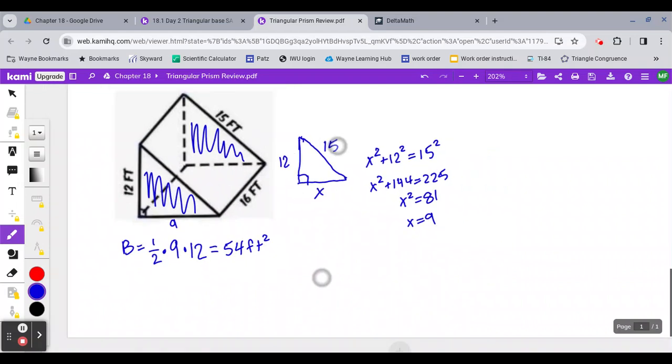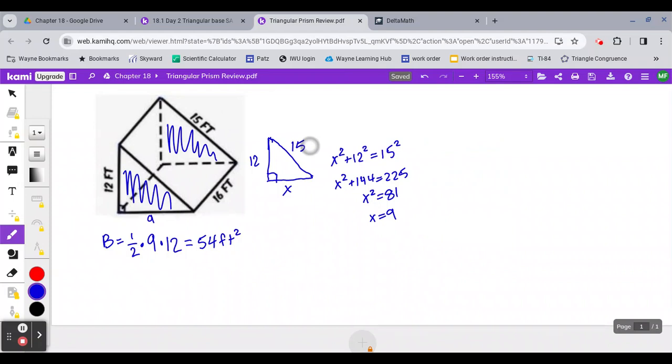Okay. Now, for the next part, let's find our perimeter. So we know we have the 12 plus the 9 plus the 15. We add all that up, and we should get 36 feet. Now, finally, the height of our prism, that's the distance from one base to the other, and in this case, it is 16. Okay, so we go to find our surface area.